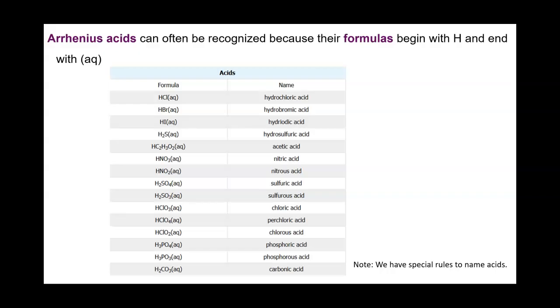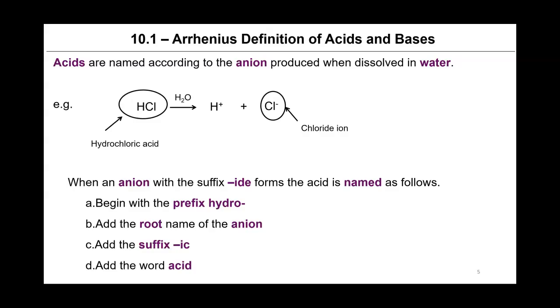Arrhenius acids can often easily be recognized because their formulas will begin with hydrogen and end in aq. And if you look down this list of names of common Arrhenius acids, you'll see that the names are not related to any of the rules that we defined earlier in Chapter 4. So it's important to realize that we have special rules to name acids. So acids are named according to the anion produced when they're dissolved in water.